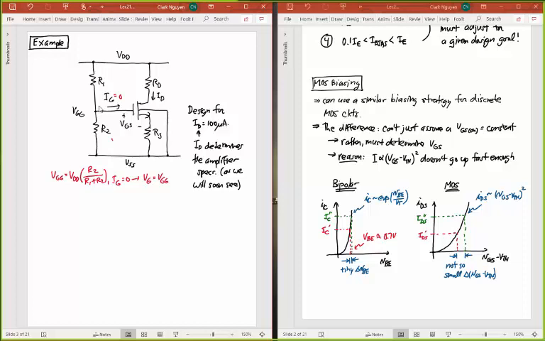And now I'm going to use Kirchhoff's voltage law and take a look at that loop there, and around that loop just apply KVL. If I do that, then VGG is going to be equal to VGS plus the voltage drop across RS, which is ID times RS. And so I can rearrange this to get an expression for VGS, which is VGG minus ID times RS.